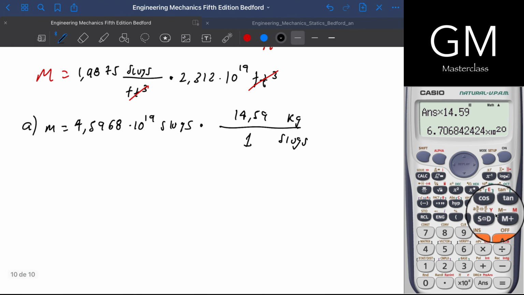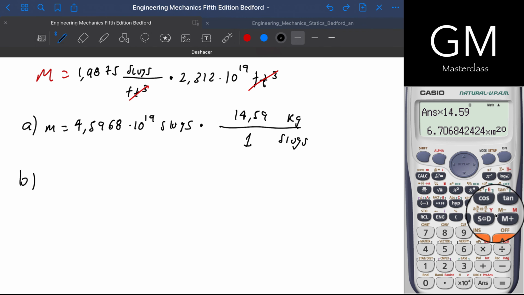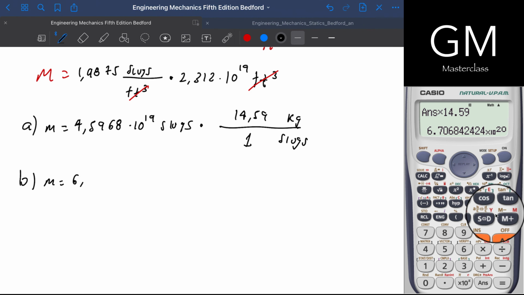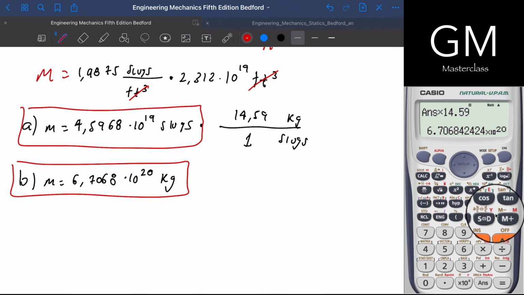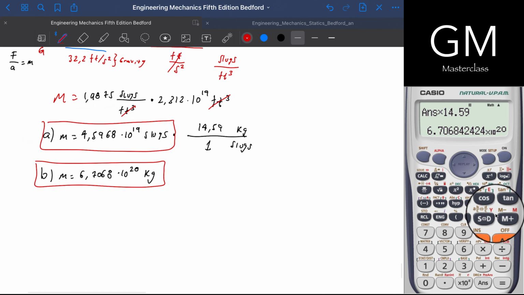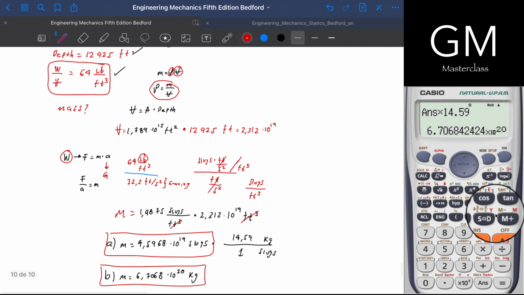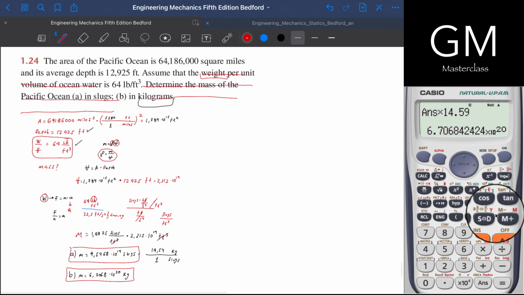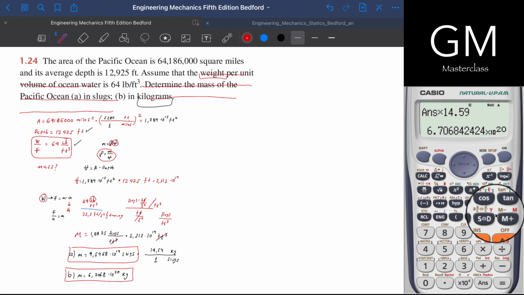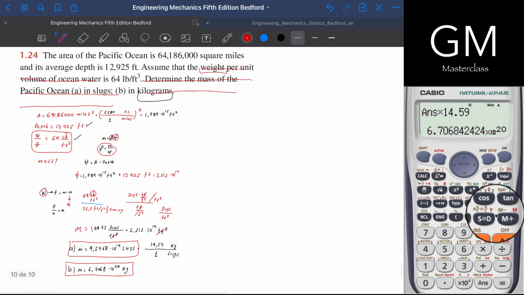And the answer for the B section is mass is equal to 6.7068 times 10 to the 20 power kilograms. And right here I have the answer. Alright, so that is one way in which this exercise could be solved.